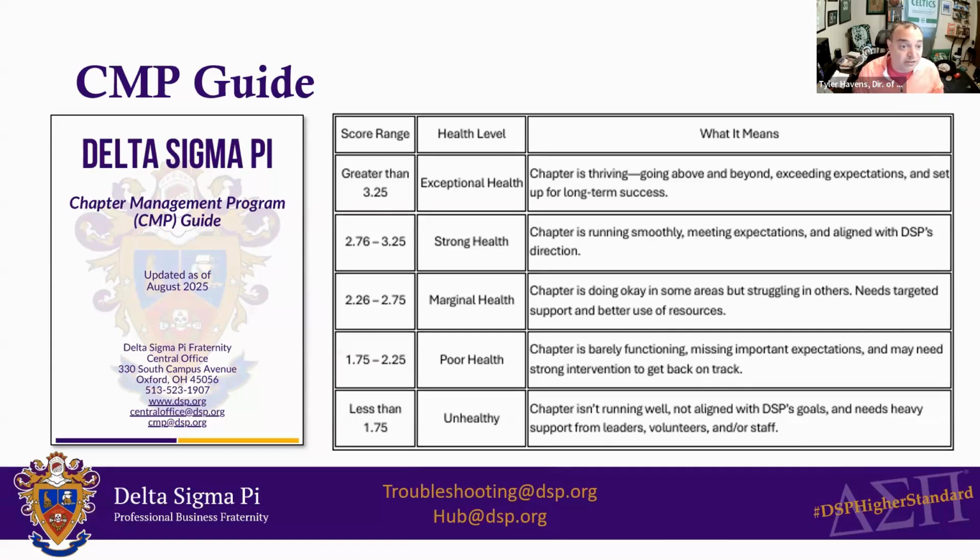What does the different health evaluative scores look like? How do I reach them? What could this possibly mean for my chapter as I am looking at this? What is this metric telling me specifically? And how can we improve as a chapter?